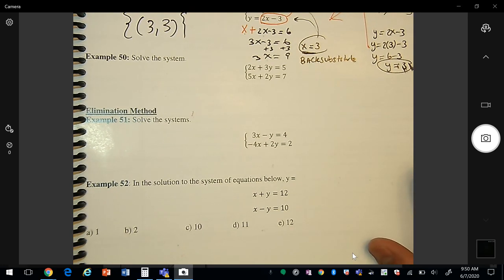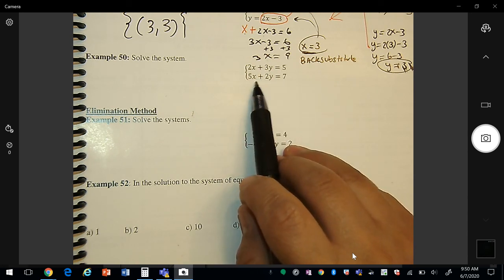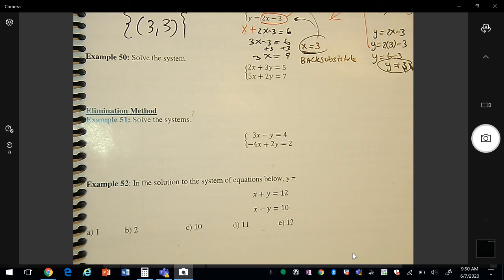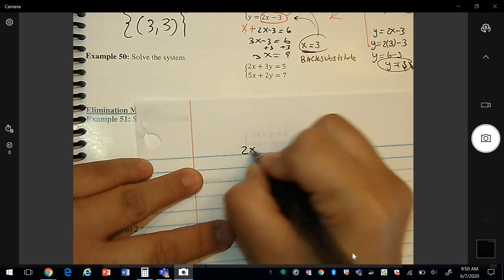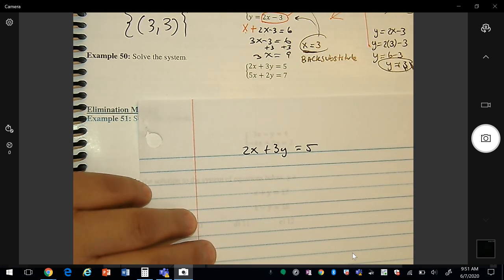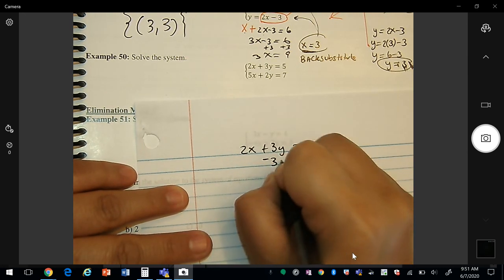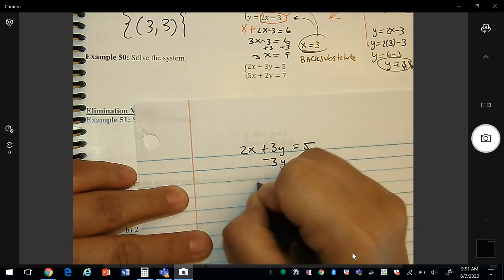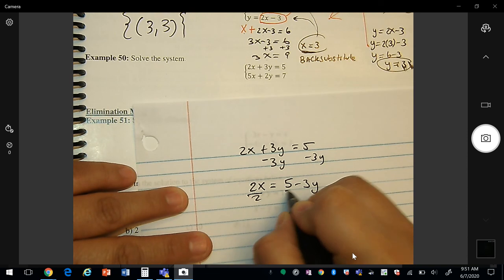So here, 2x plus 3y is equal to 5, and 5x plus 2y is equal to 7. If we use substitution, then you need to solve for y or for x. So let me pick the first equation and solve for x. I'm going to subtract 3y. So I get 2x is equal to 5 minus 3y, and I'm going to divide by 2.